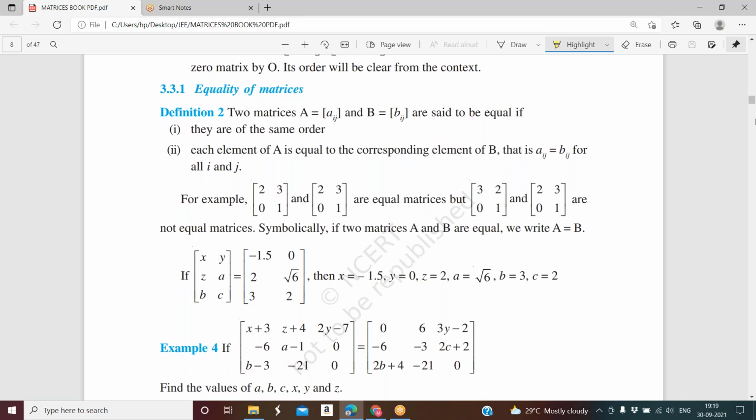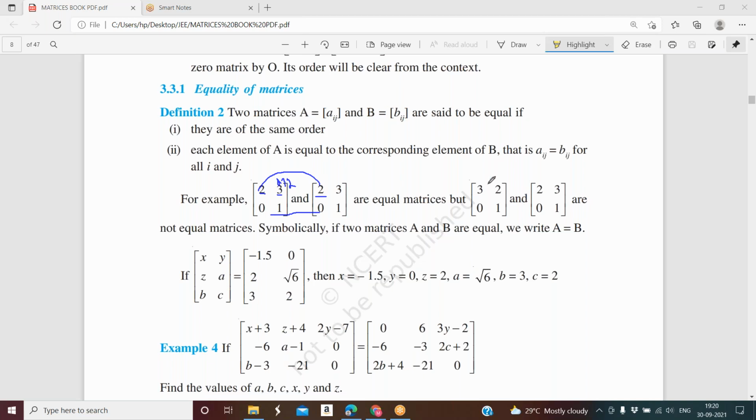See, for example, there are two matrices given here. The first matrix is 2, 3, 0, 1, and the second matrix is also 2, 3, 0, 1. Both are maintaining the same order. The first matrix is of order 2 and the second matrix is also of order 2. Both are square matrices. Each element of A is equal to the corresponding element of B. What is the first element of A? It is 2. What is the first element in B? It is also 2. So 2 is equal to 2. What is the second element in A? It is 3. A12 is 3. Similarly, in B also, B12 is 3. Like that, A21 equals 0 and A22 equals 1. So in these two matrices, each element of A is equal to the corresponding element of B, and they are of the same order. So A and B are equal.